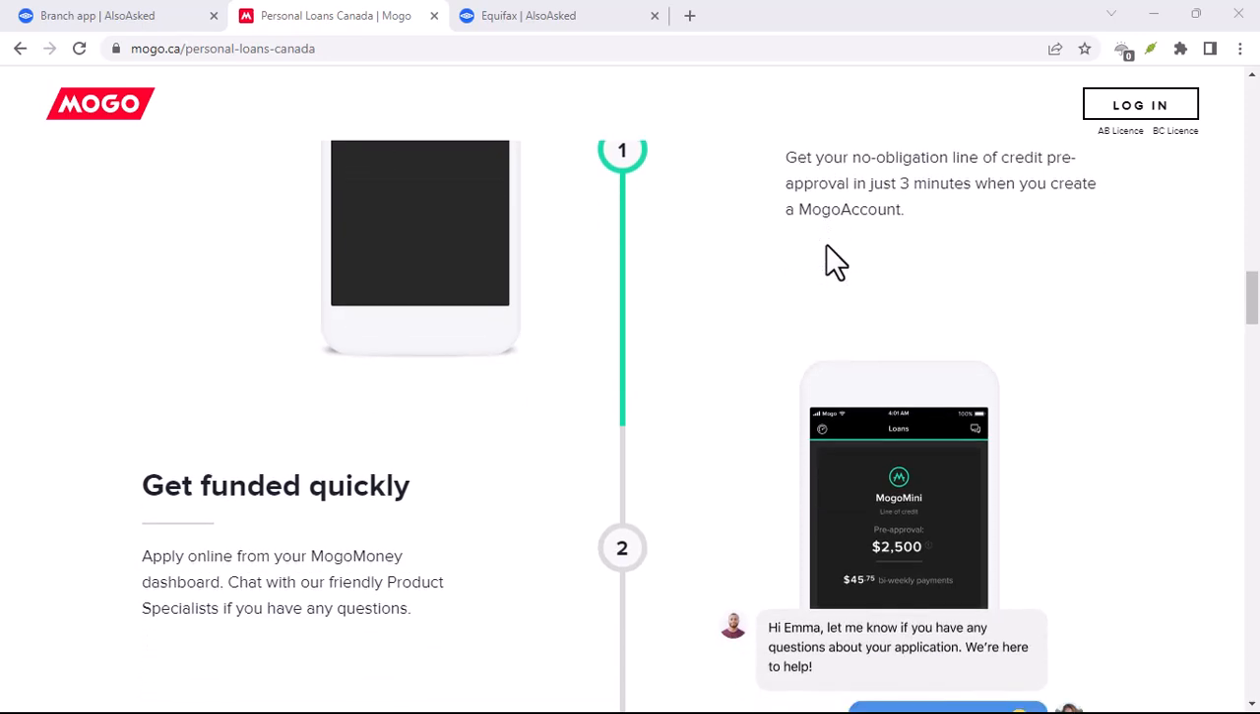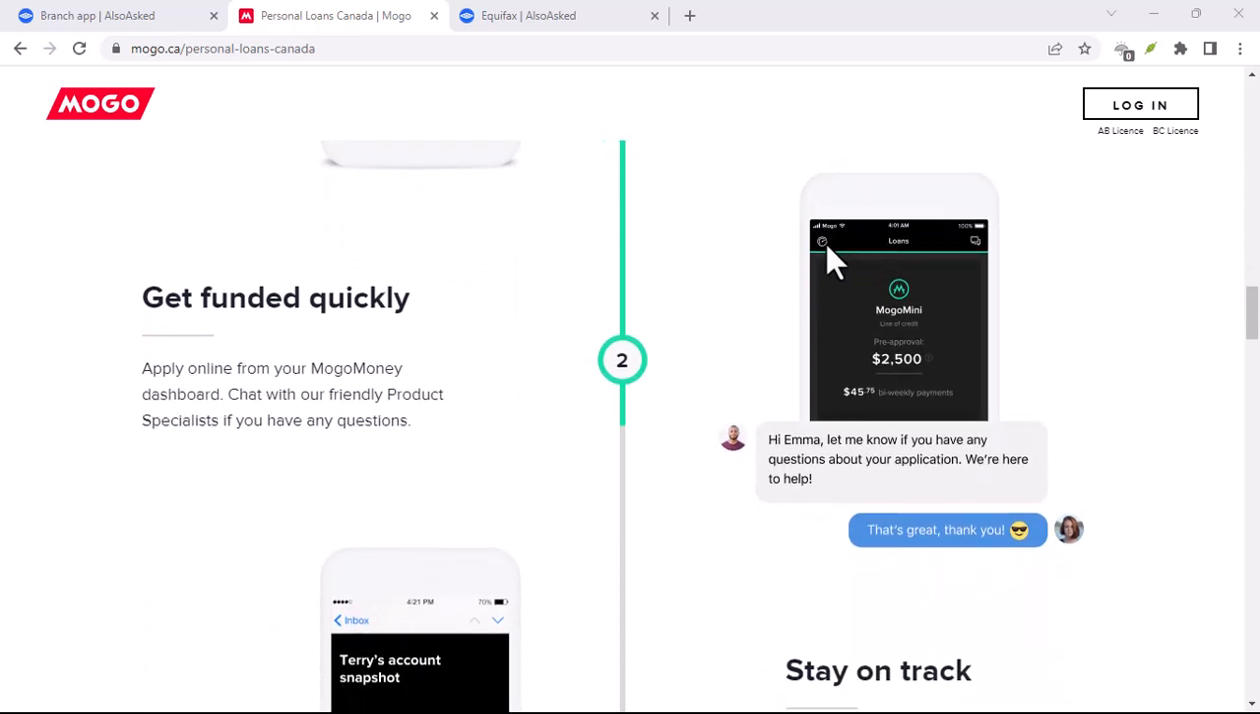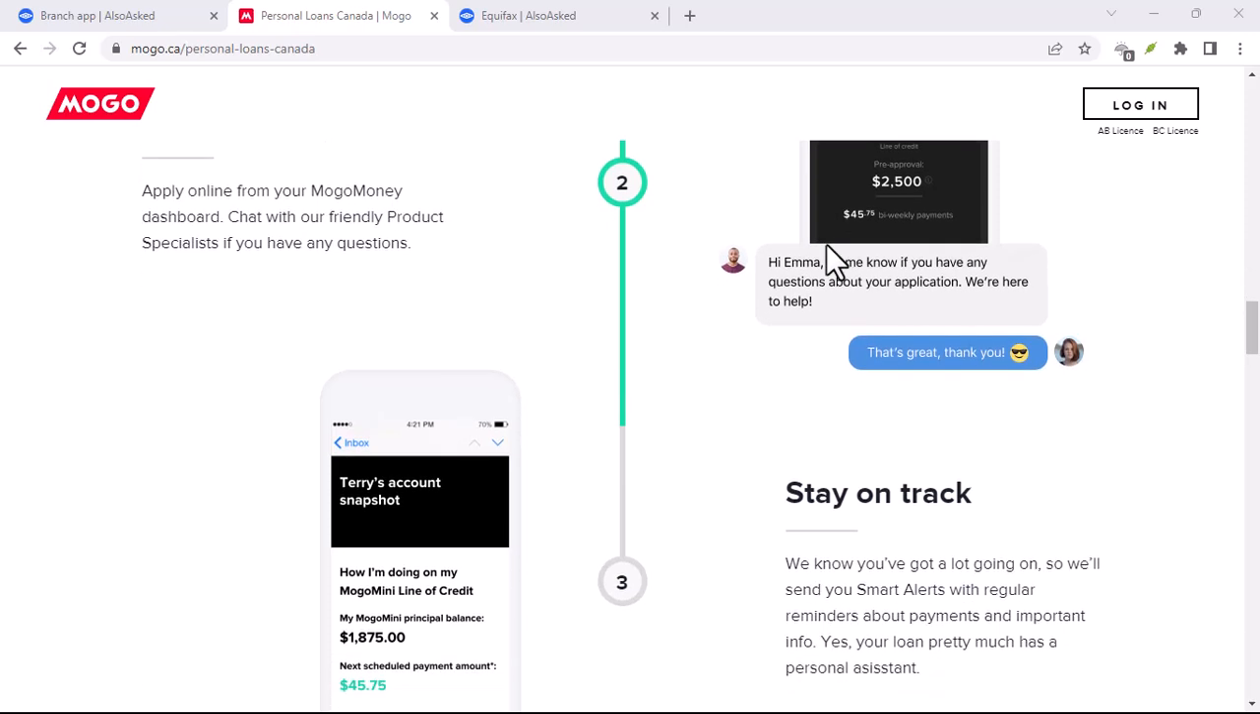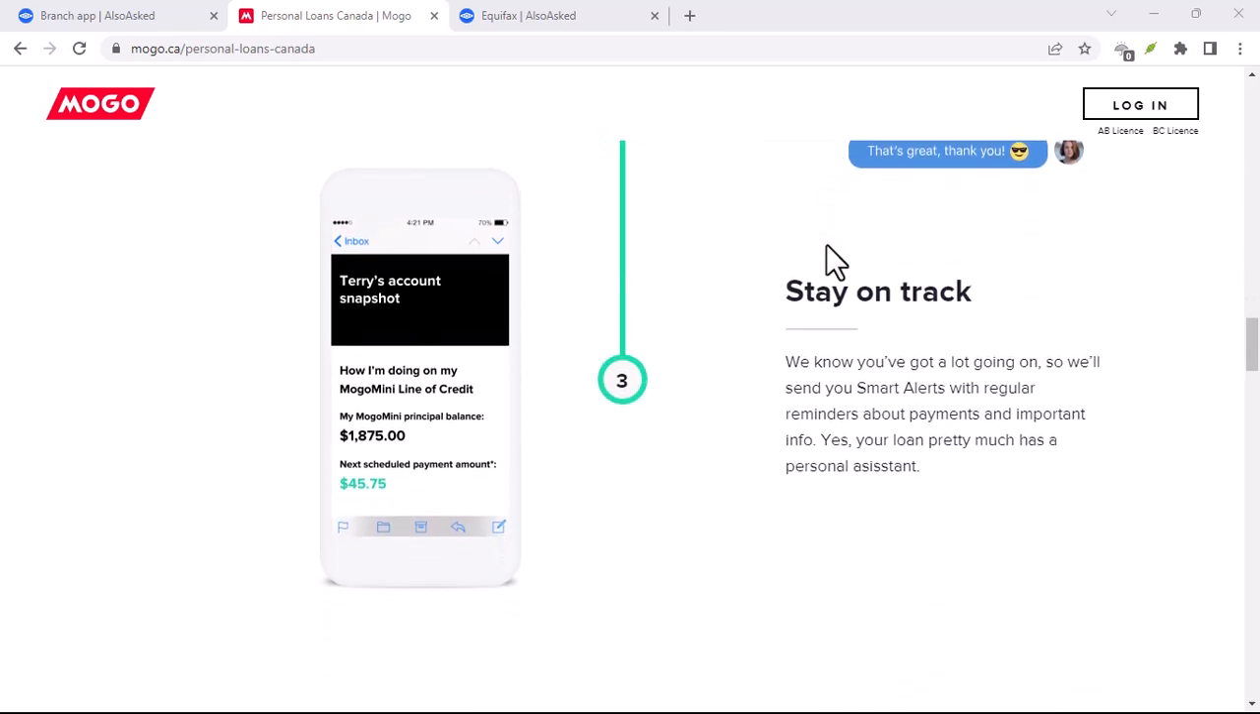Step 3. Receive your loan. If your loan is approved, the money will be deposited directly into your bank account. You can then use the money for whatever you need.